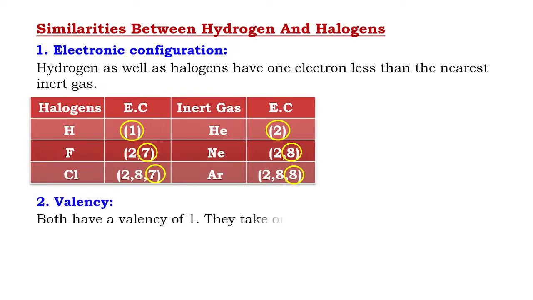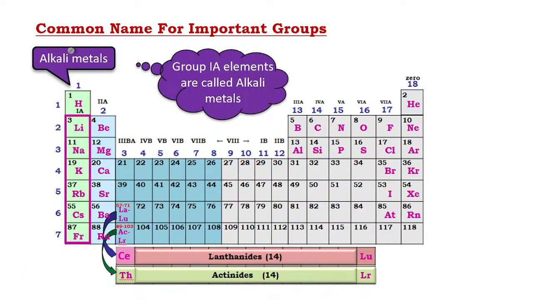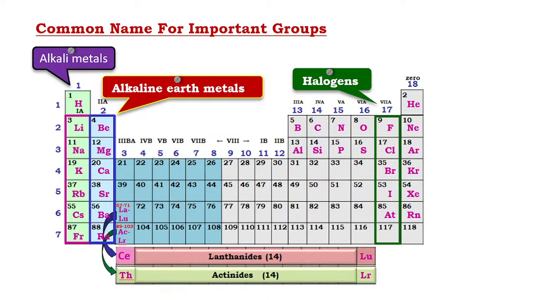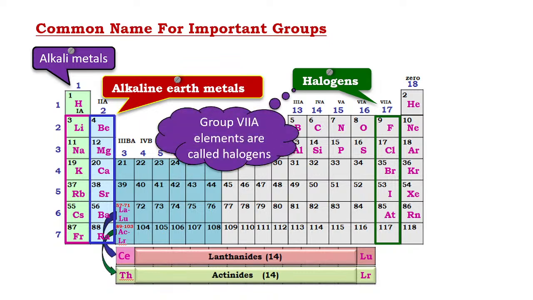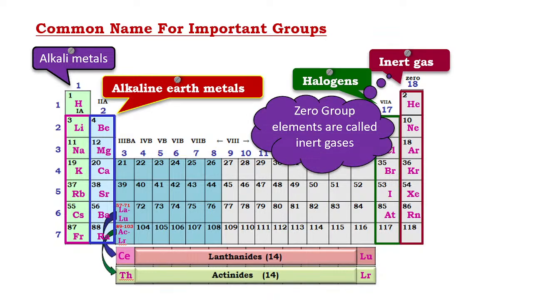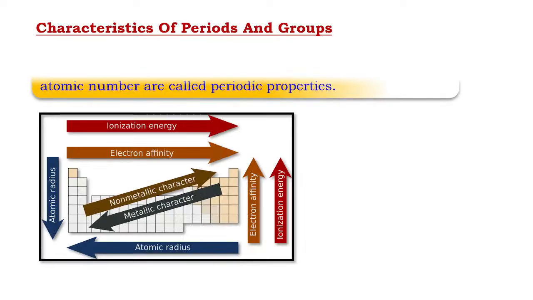Actually, I have to take this from the basics. What is an atom? What is valency? All these things. Okay, these are called halogens. Group number 17: fluorine, chlorine, bromine, iodine. Next, inert gases. Group zero elements are called inert gases: helium, neon, argon, krypton, xenon and radon.